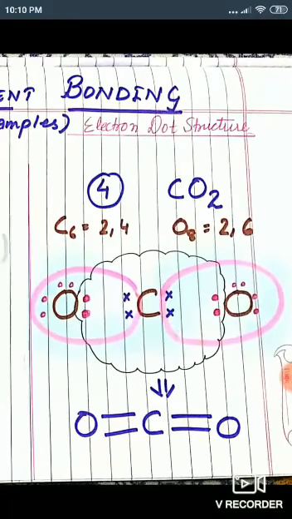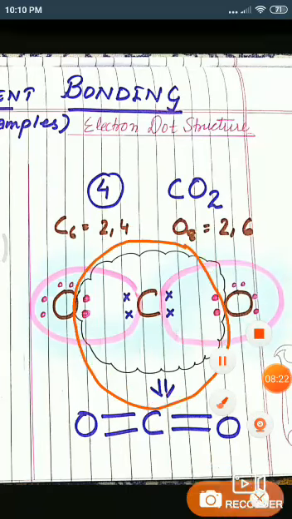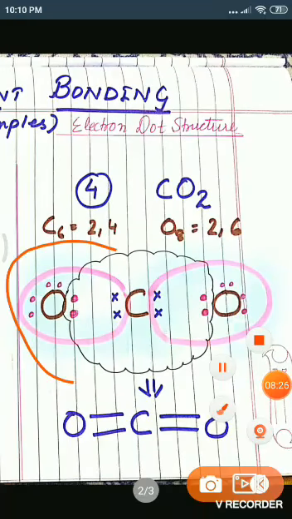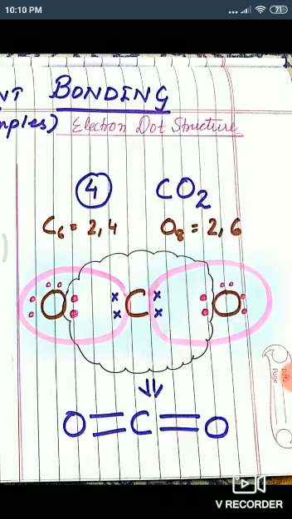Now see the final structure. Carbon has achieved octet. Clear? Has each oxygen achieved octet or not? This oxygen has achieved octet. This oxygen has achieved octet. Yes or no? Clear? So all 3 species have achieved octet.